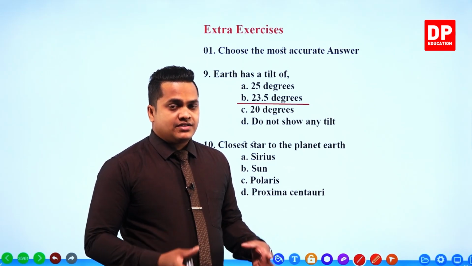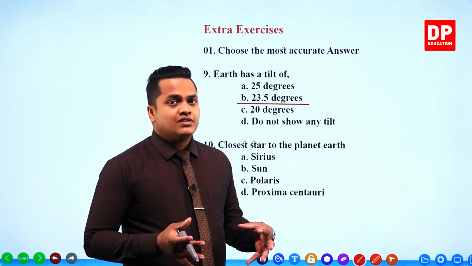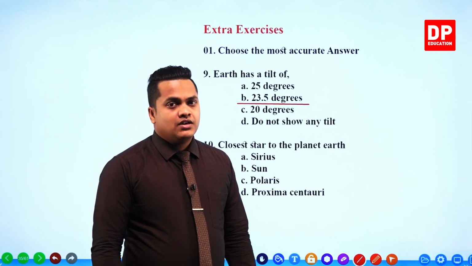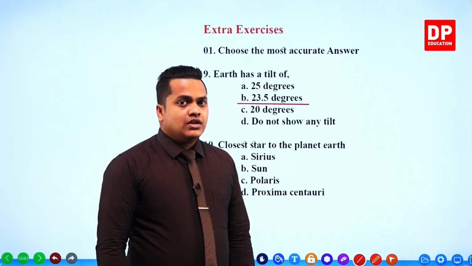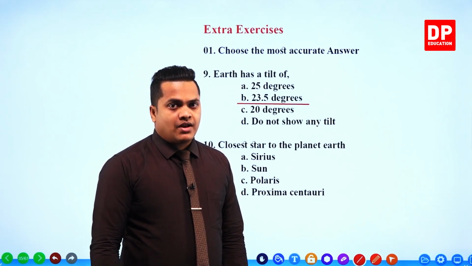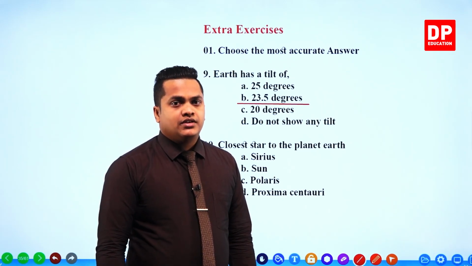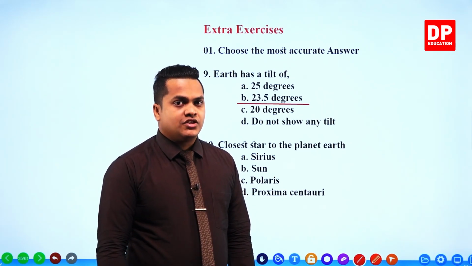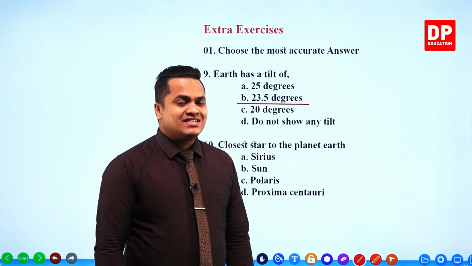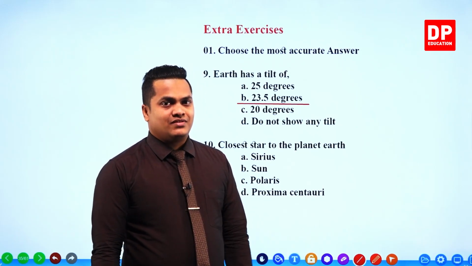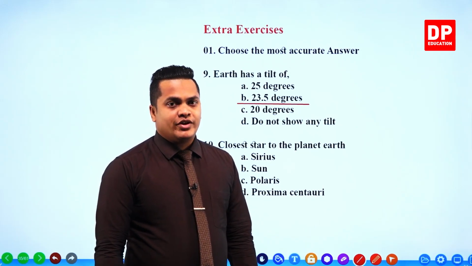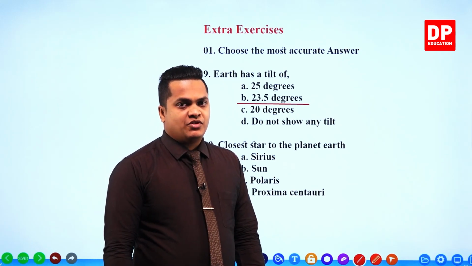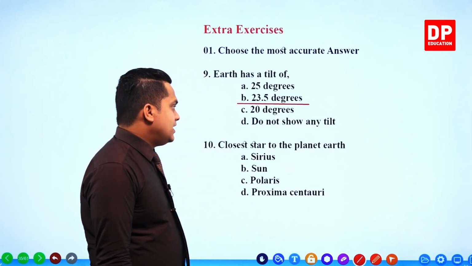This is the main reason for the occurrence of seasonal changes on our planet Earth, and also the revolution of the planet Earth around the sun is a reason for the seasonal changes. However, seasonal changes mainly occur because of this tilt. The tilt gives an uneven distribution of solar rays.